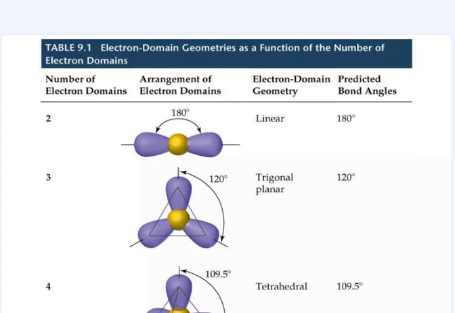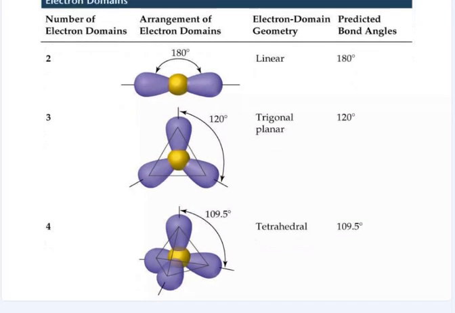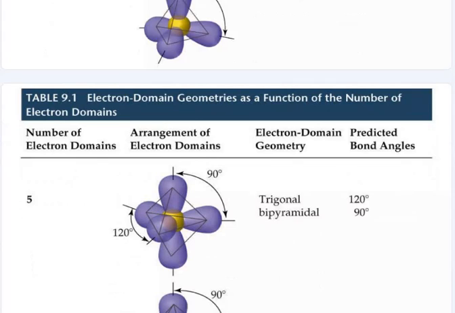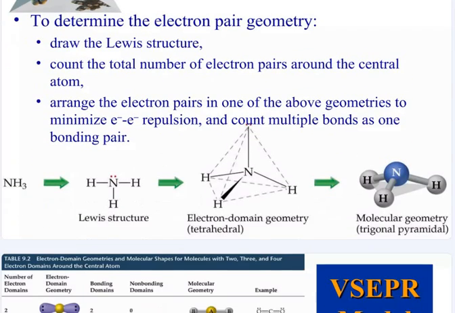Now you can see the number of electron domains and the arrangement of electron domain geometry: linear, trigonal planar, tetrahedral, trigonal bipyramidal, octahedral. So now you can see ammonia: Lewis structure, electron domain geometry tetrahedral, molecular geometry trigonal pyramidal, and only pyramidal, not bipyramidal.